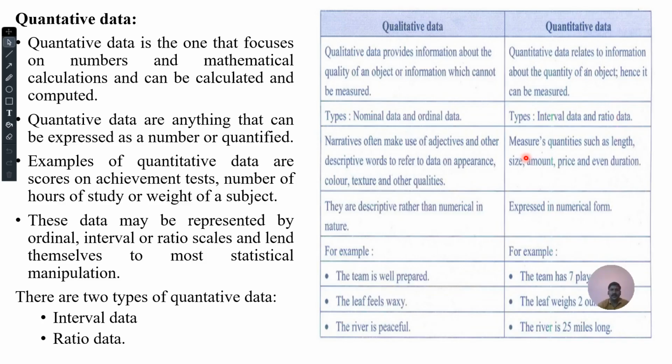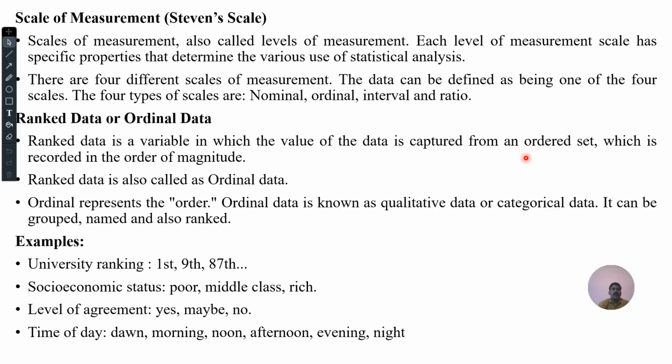Scale of measurement. For any scale, any measurement, we can use the Stevens scale method. The Stevens scale method is mainly used to measure the scale of data. There are four types of data we know: nominal data, ordinal data, interval data, and ratio data. Nominal data and ordinal data belong to qualitative data. Interval data and ratio data belong to quantitative data.